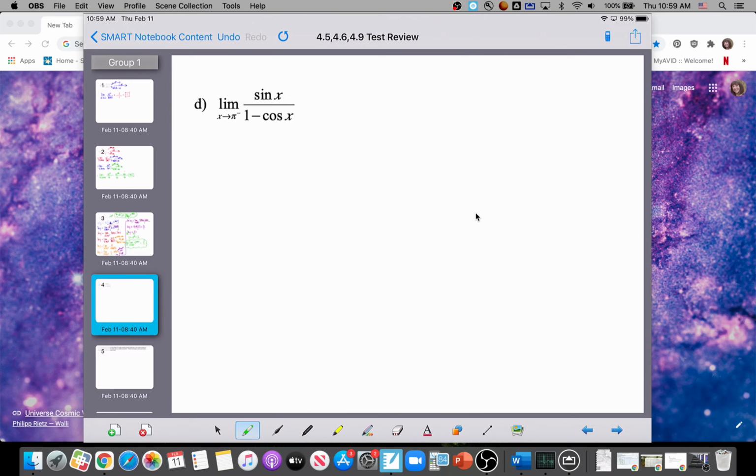In part D, this one is a bit of a trick problem. We are doing the limit as x approaches pi from the left of sine x over 1 minus cosine x. Make sure that you check before you apply L'Hopital's rule, because guess what?